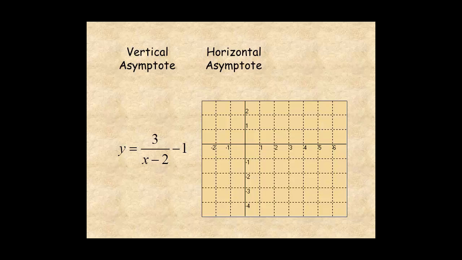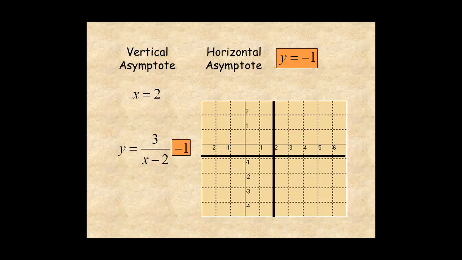So here's an example of the whole process. For this rational function, the VA is x equals 2, and the HA is y equals -1. On the right side, the easiest point to calculate is a point 1 unit away from the VA at x equals 3.